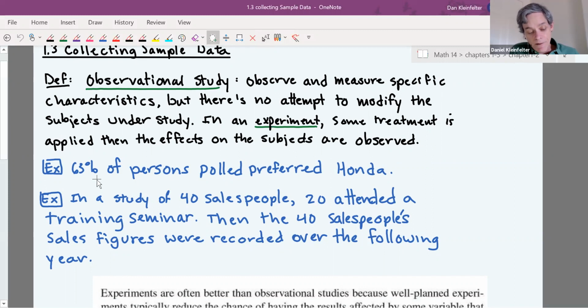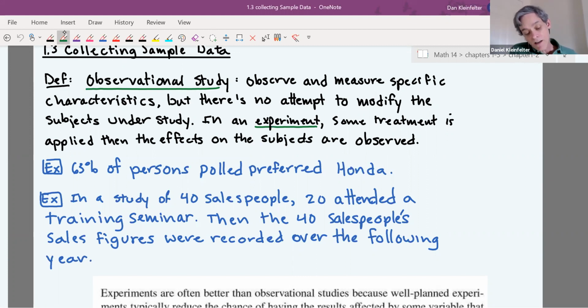As examples, suppose that you've done some study and you found that 63% of persons who were polled preferred Hondas over Toyotas or something. That is an example of a result from an observational study. You've just asked people what their preference is.